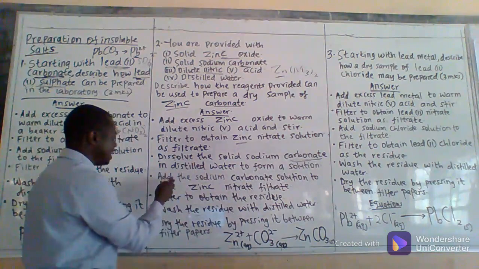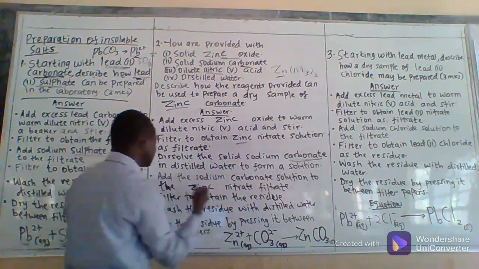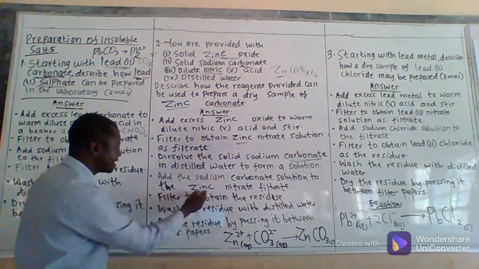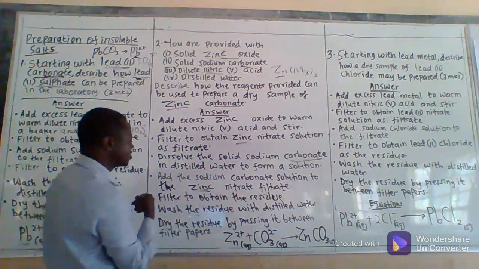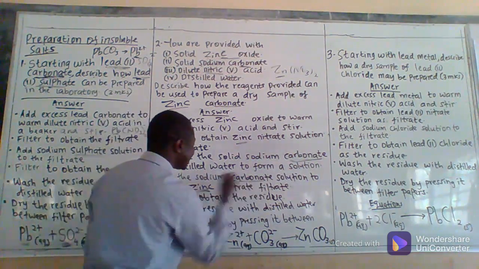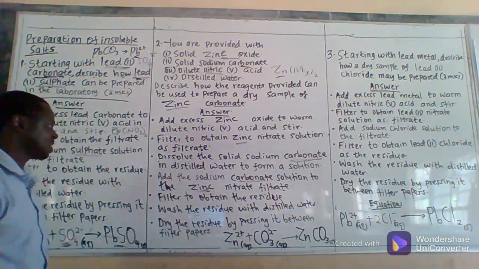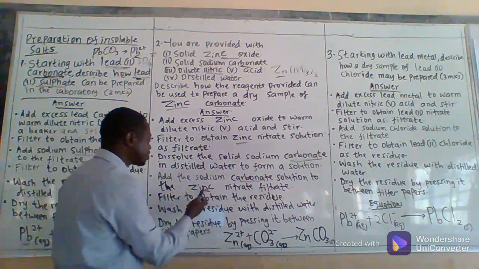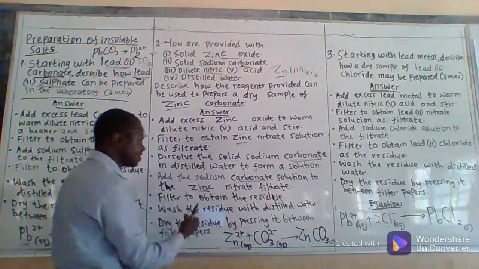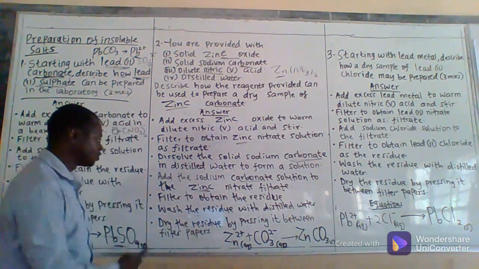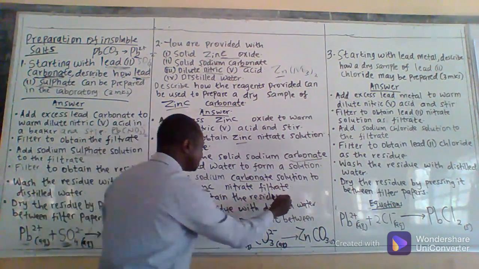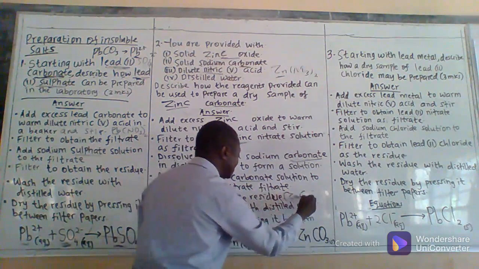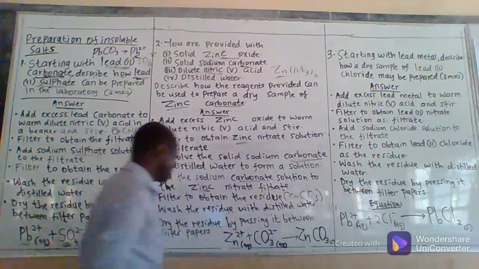Then add the sodium carbonate solution to the zinc nitrate filtrate. So that now when you do that, the zinc ions in the nitrate are going to react with the carbonate ions from the sodium carbonate solution to form a zinc carbonate solid and sodium nitrate solution. So you filter to obtain the residue, and this residue is now zinc carbonate.